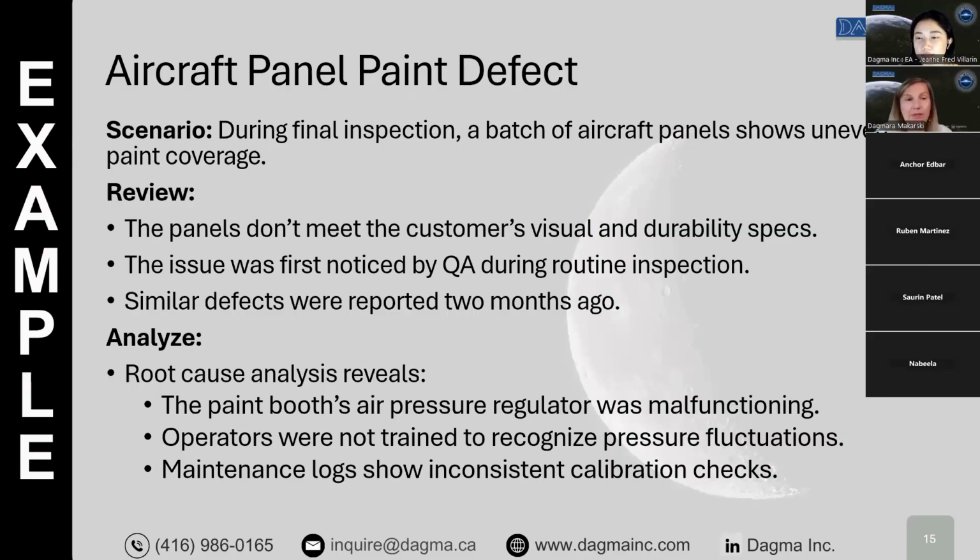We analyze, so we do the root cause analysis that will reveal the paint booths, for example, air pressure regulator could be malfunctioning. The operators were not trained to recognize the pressure fluctuations, or maintenance logs could show inconsistent calibration checks. So we need to dig deeper to analyze the problem.